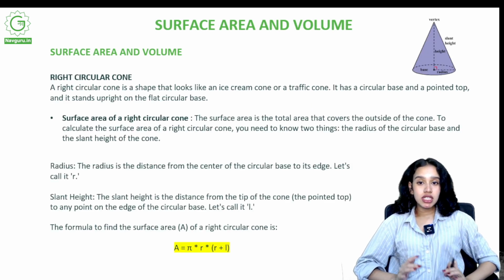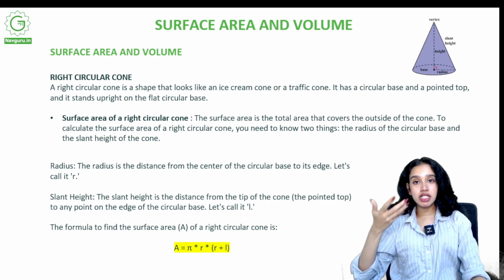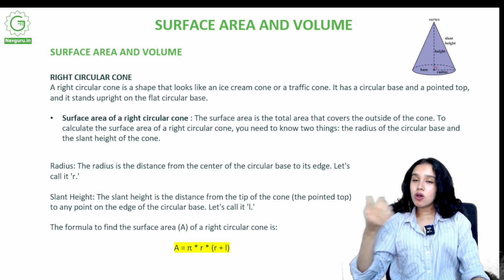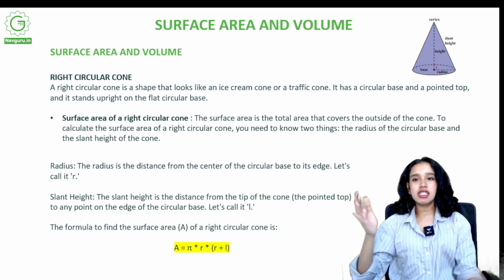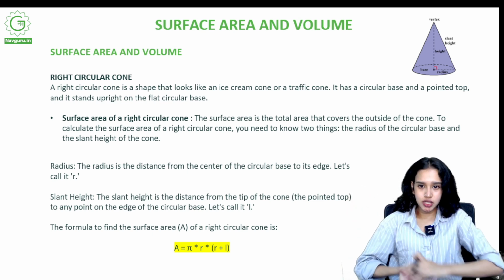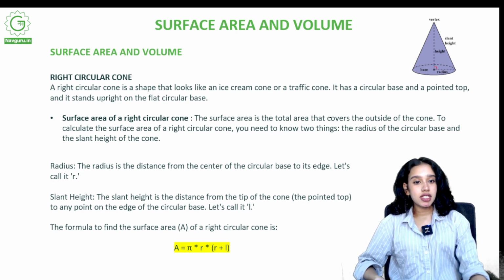Now, let us talk about a right circular cone. So, what is a right circular cone? Basically, we just talked about a cone in general. Now, in an ice cream cone, the cone is actually empty. There is nothing inside that, right? So, it doesn't have a base as such too, right? So, how do we find the surface area of this cone? The surface area is the total area that covers the outside of the cone.